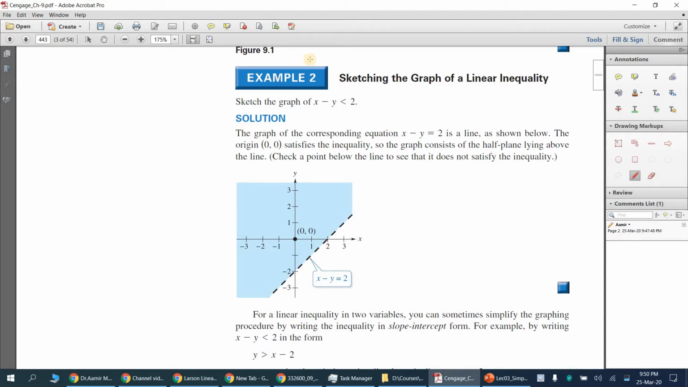So in this case, for example, you put 0 minus 0, it is 0. So 0 is less than 2, yeah, that's correct. It means that 0 is on the correct side of the line. So your area representing this inequality is the blue one.